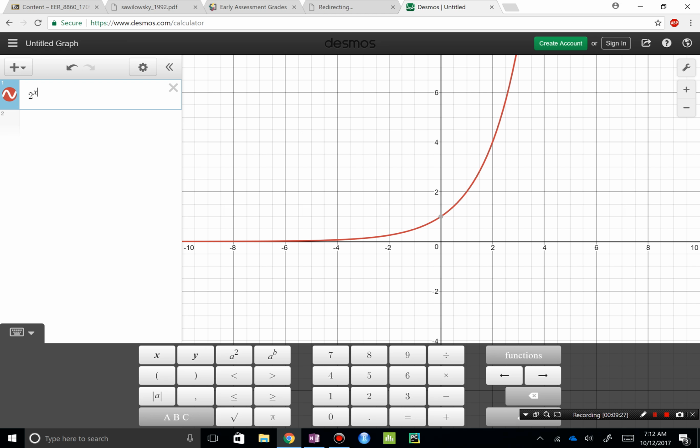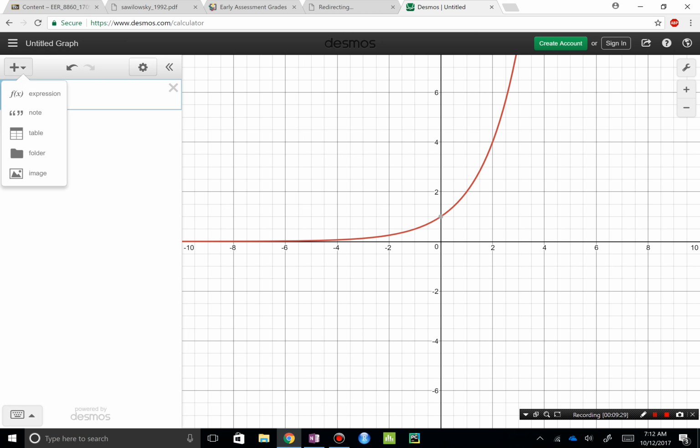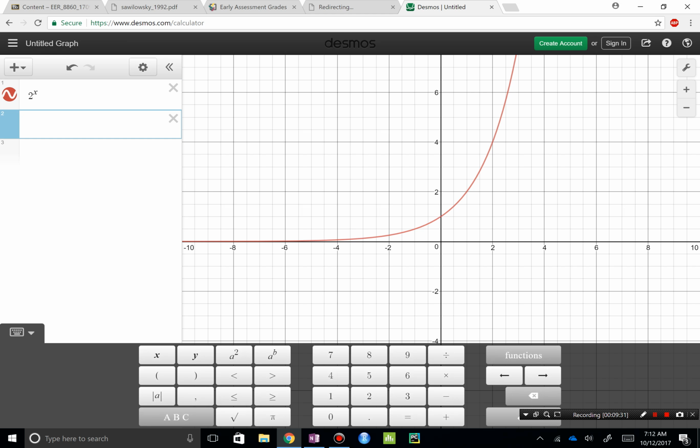I'm going to compare that. I want you to give me another graph. Let's do 3 to the x. You see something? It looks exactly the same, exact same horizontal asymptote. And guess what? It still went through 1. Isn't that something? Why? Because 3 to the 0 power is still 1. What if I did 4 to the x?